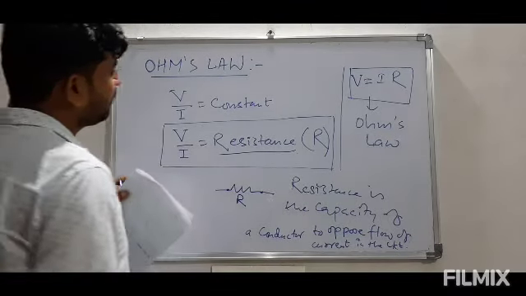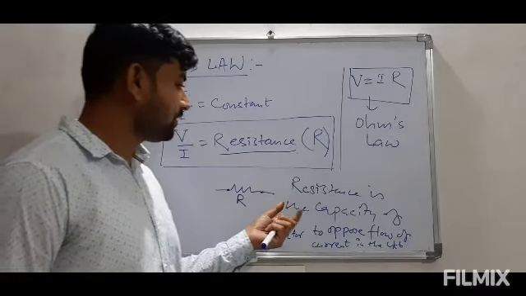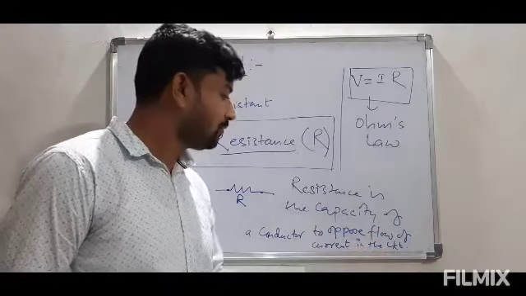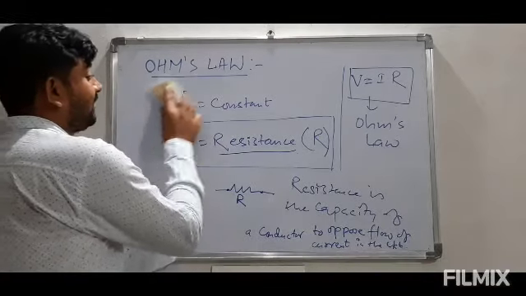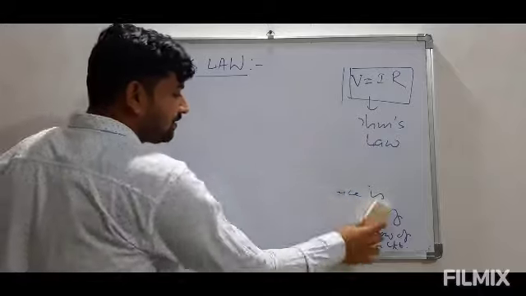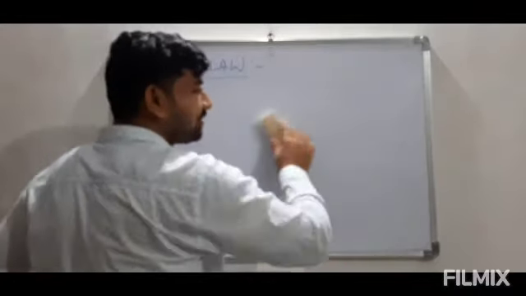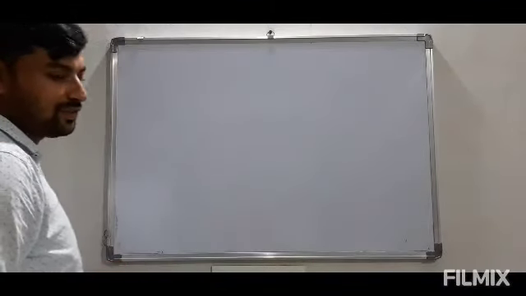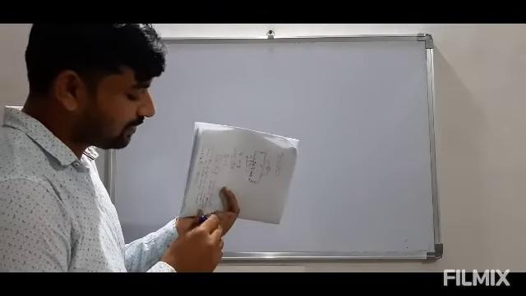So we were discussing Ohm's law, where we are up to the definition of resistance. Resistance is the capacity of a conductor to oppose the flow of current. What does it mean? If a resistor has more length, or more area of cross section, then there are certain factors by which it can oppose more as compared to the given condition.